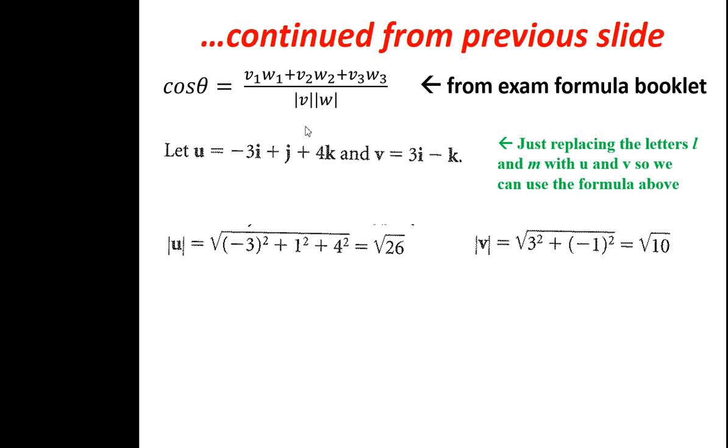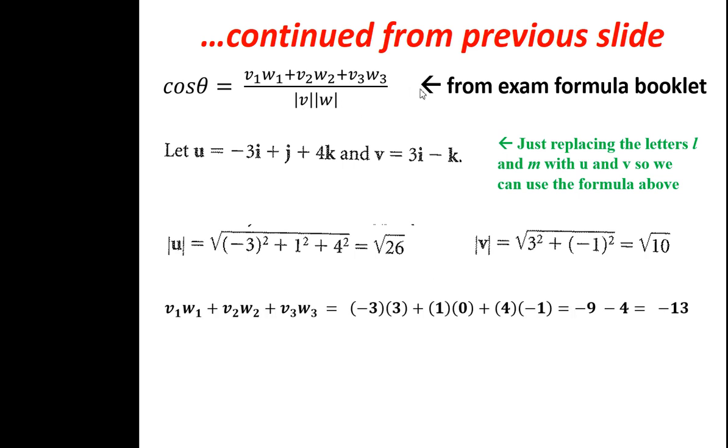So square root of each of these squared: -3, 1 squared, 4 squared, and square root of 3 squared plus -1 squared. You could also include plus 0 squared in there. So you get root 26 times root 10, and multiplying them together you get square root of 260. The dot product, as I said, would be that times that, plus 1 times 0, plus 4 times -1, which when you work this out, you get -13. So at the moment, we've ended up with cos theta equals -13 over square root of 260.